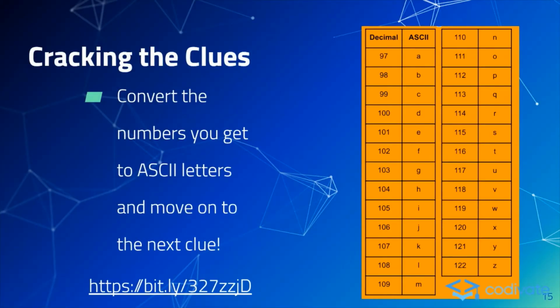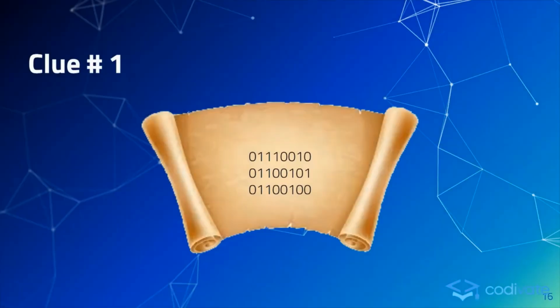Here's a table that you will need to do the second conversion. Refer back to this whenever necessary. This will be used for converting decimal to ASCII letters. Clue number 1. Please convert this to the base 10 system and then convert that to an ASCII letter. Pause the video.